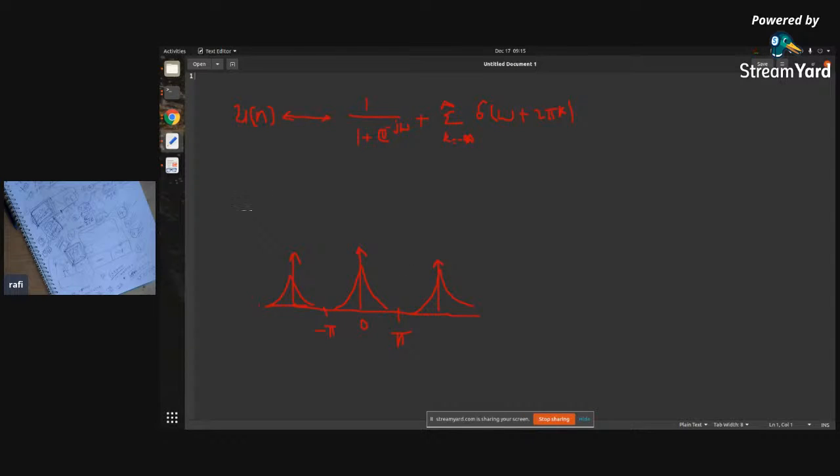So this is the spectrum of this. When you plot this, you will get something like this. This is at omega equal to 0, omega equal to 2 pi, omega equal to minus 2 pi. So you have these impulses.